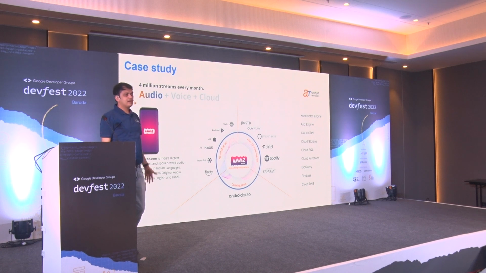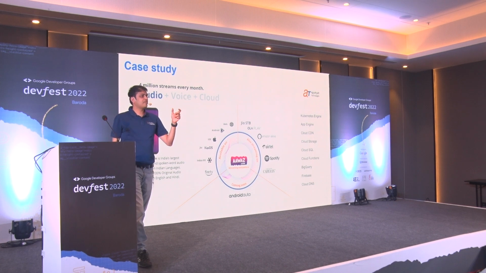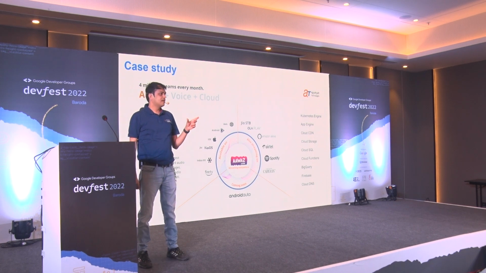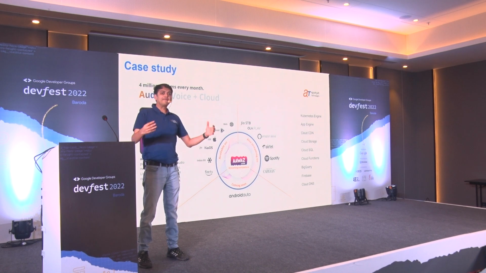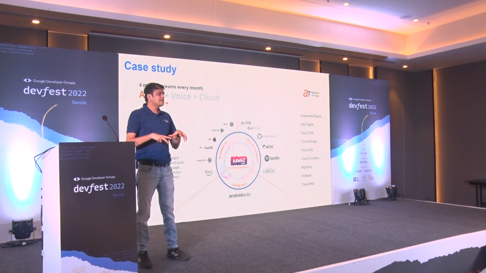You can listen to the same content on your Jio set-top box, on your Android phone, in Spotify, or on iOS, or on the Jio feature phone, the 1500 rupees feature phone, right? So there could be multiple endpoints, but because of cloud, it's easy to manage the same application with a single backend. It runs on different endpoints.